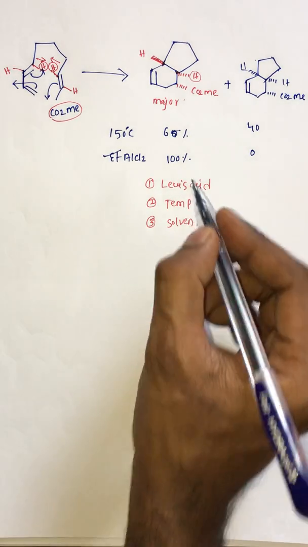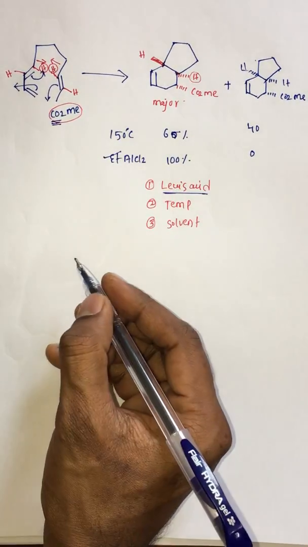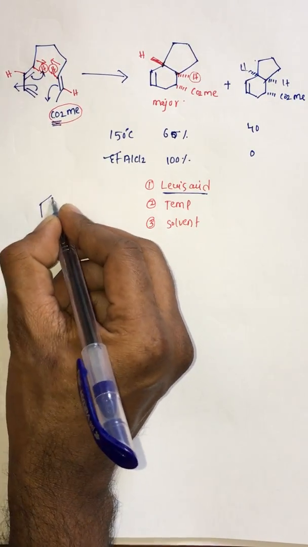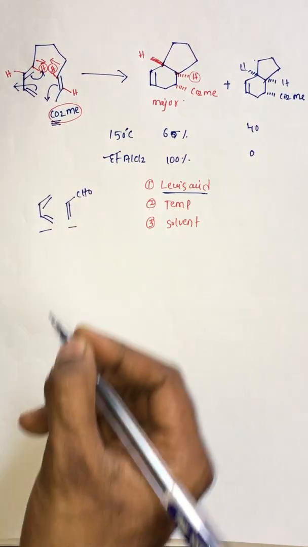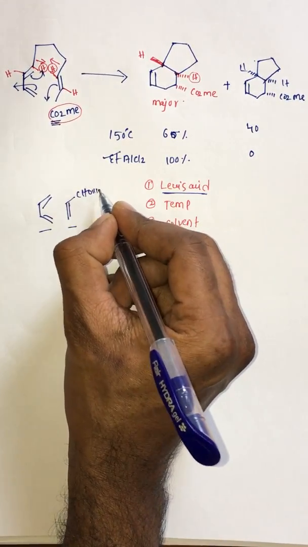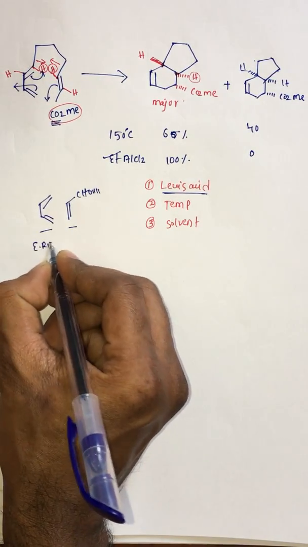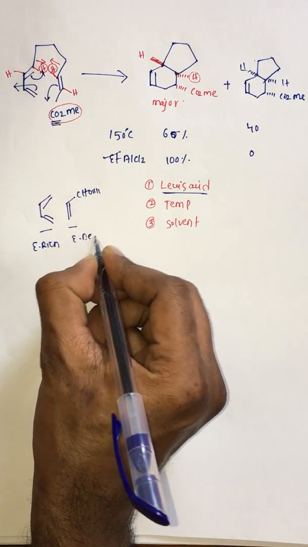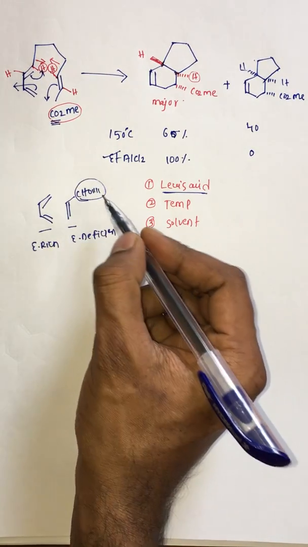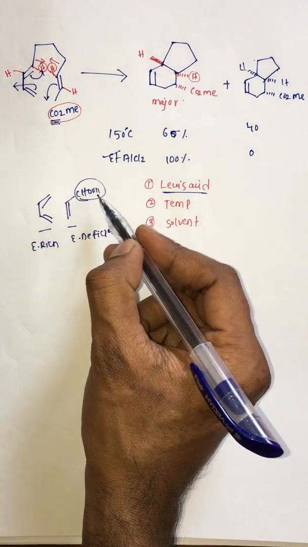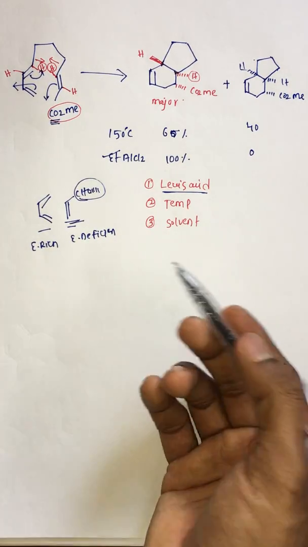When we have a Lewis acid, this Lewis acid goes and binds to the dienophile oxygen. Let's imagine that we have this reaction. Here this is the diene and this is the dienophile. The Lewis acid attacks this dienophile carbonyl. In the Diels-Alder reaction, the diene should be electron rich and the dienophile should be electron deficient, right? So when the Lewis acid binds, it takes some electron density from this oxygen, making the dienophile more electron deficient. Because of that, the rate of reaction will increase.